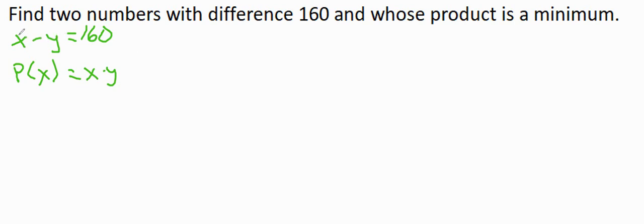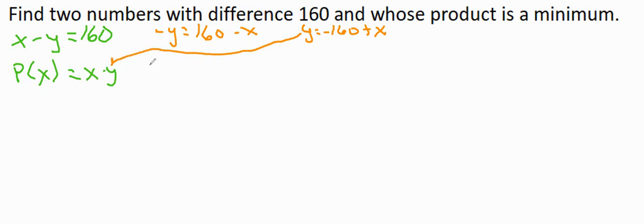So what I need to do is get this top equation in terms of x. So we need to solve this for y, so I would subtract x on both sides. That's going to give us negative y equals 160 minus x. And then I'm going to divide each term by negative 1, which is going to give us y equals negative 160 plus x. We have y by itself, and now we can take this value of y and put it into the equation below. So it's going to be P of x is going to equal x times negative 160 plus x. And now I'm going to distribute the x, which is going to give us negative 160x plus x squared.